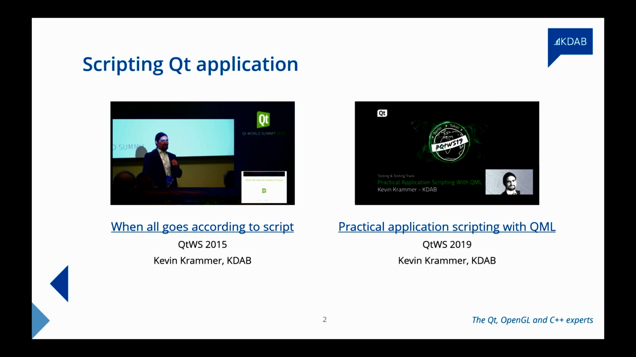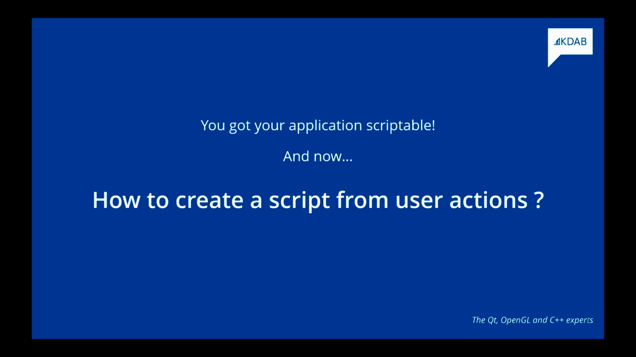During those talks, he explained how to integrate scripting in an application. And now you know that the Qt script module is deprecated. So the way to do that with Qt 5 and Qt 6 is actually to use the QML engine. I'm not going to talk about that. I'm going to talk about the next step. So now you have scripting integrated in your application.